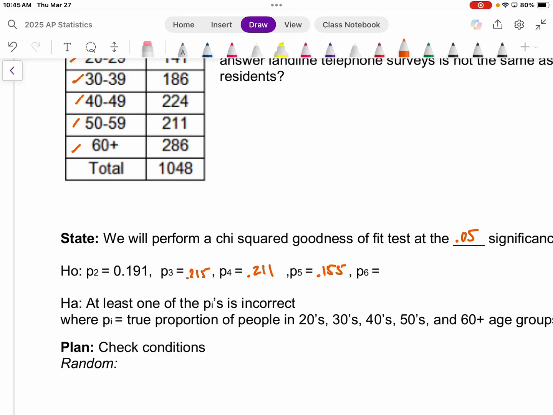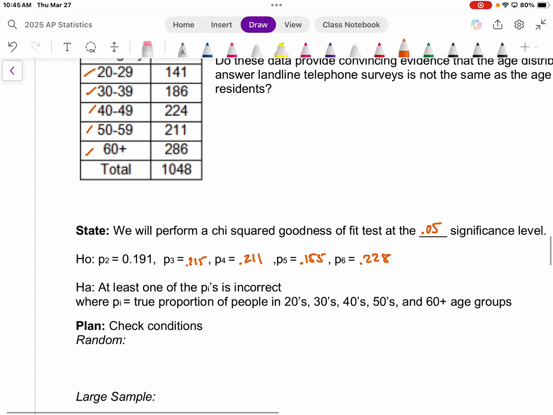15.5, so 0.155, and then it was 0.228. So there's the proportion in each of the categories. Again, in our alternative hypothesis statement, we're going to say at least one of those is incorrect. You can also say at least two, but you can just say one. We do need to define what they are, so they chose a nice generic route where P sub I is equal to the true proportion in their 20s, 30s, 40s, 50s, and 60s and over age group.